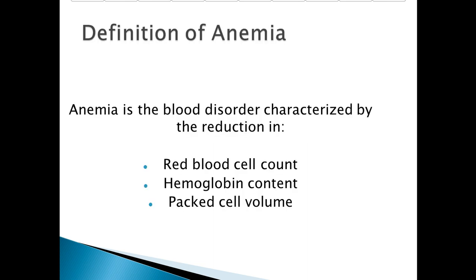So first of all, its definition. Anemia is the blood disorder characterized by the reduction in red blood cell count, hemoglobin content and packed cell volume. You know what is the normal red blood cell count, what is the normal hemoglobin content, and also the normal packed cell volume, that is the hematocrit. So when these three things are reduced, there is anemia. So it is a very important definition regarding anemia.